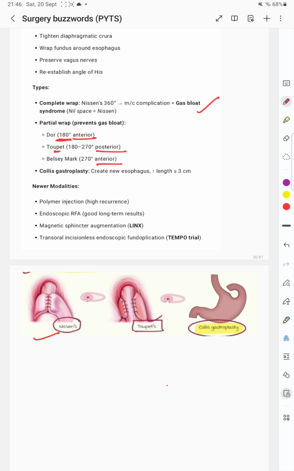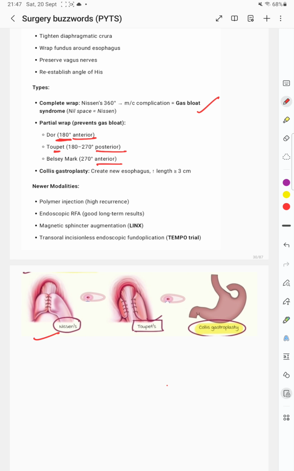And Watson is almost full, but only from the front, like three-quarters. It's like three-quarters, and this is how we can remember it. So now we have 270, 180, 180 to 270, and then 270. Okay, then we have the Collis gastroplasty.